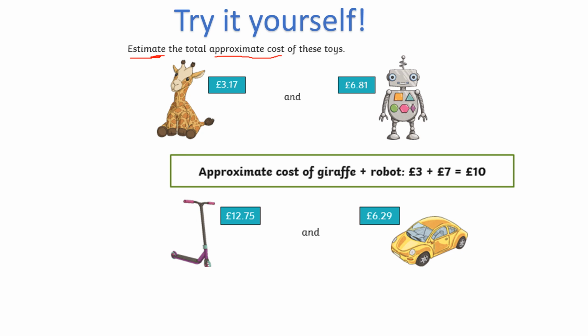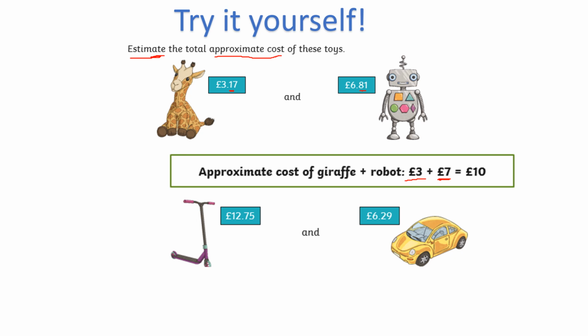So the approximate cost of the giraffe and the robot: £3.17, round it to £3, it's close to £3. As you can see, this one is smaller than £5, so it's 5 or less. So if it's less than £5, you round it down, and if it's £5 or more, you round it up. And £6.81, this 8 is 5 or more, so you round it upwards. It's closer to £7. And if you also want to visualize it, you can always draw a number line to help you see which two integers they're closest to.